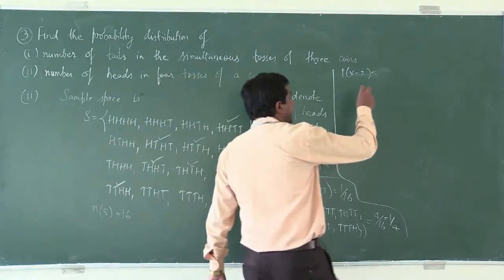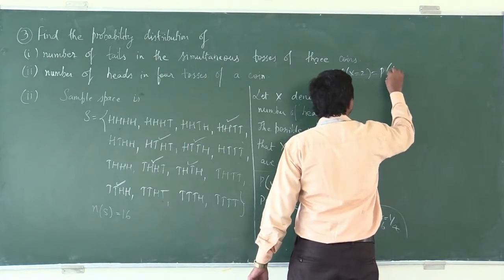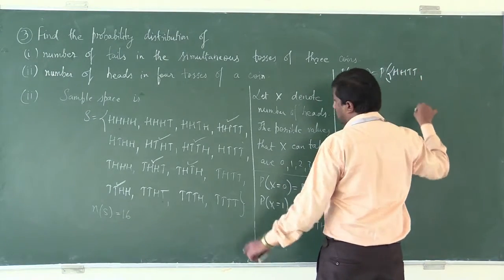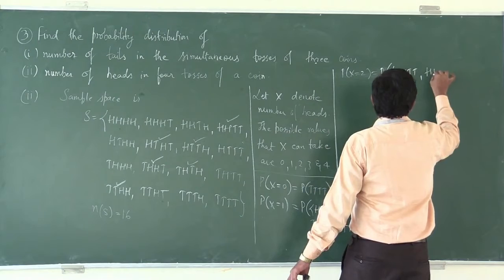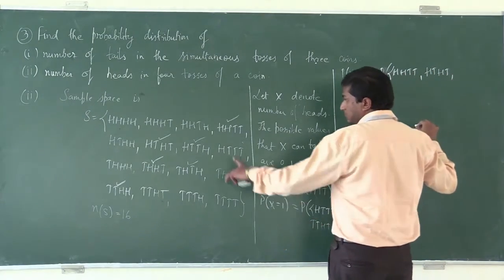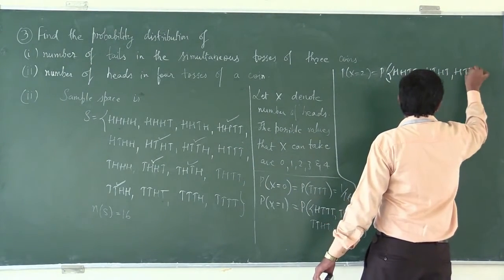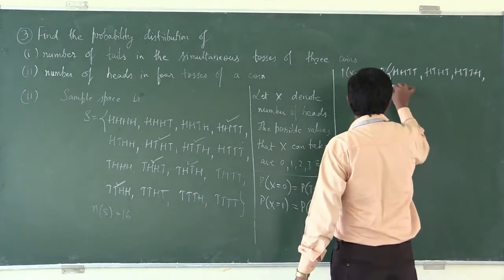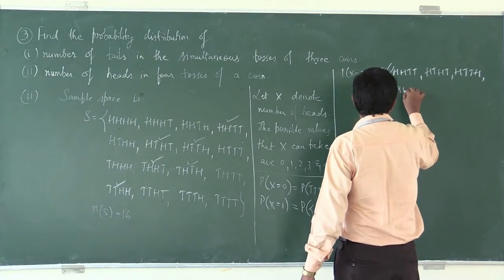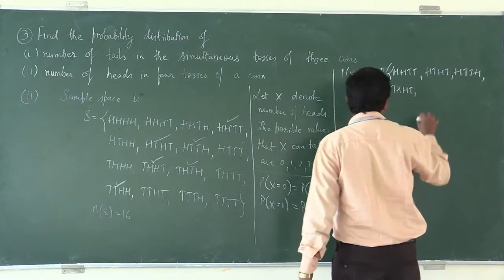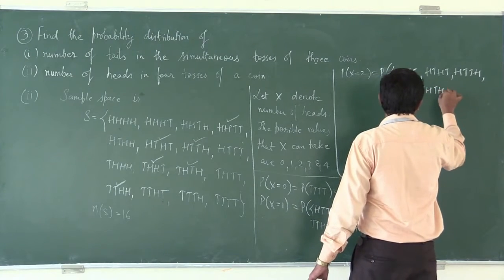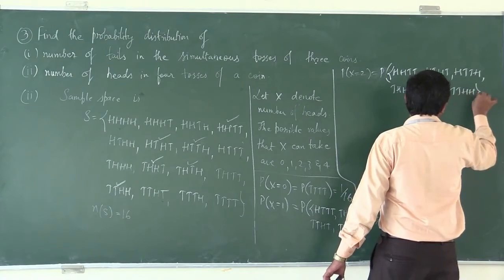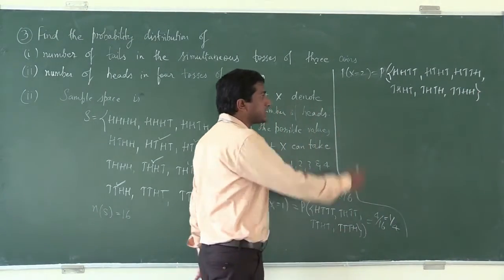So I can write this as P of event containing the elements HHTT, HTHT, then HTTH, then THHT, then we have THTH, and in the end we have TTHH. Okay, so what is the probability?